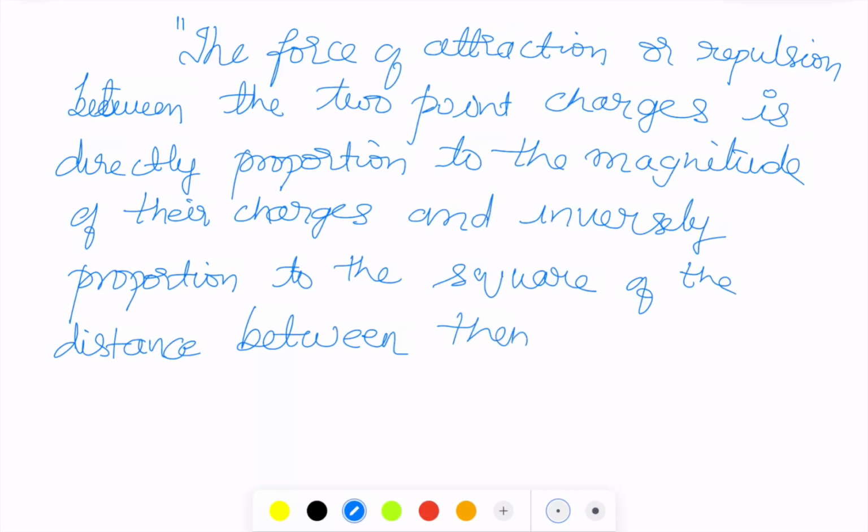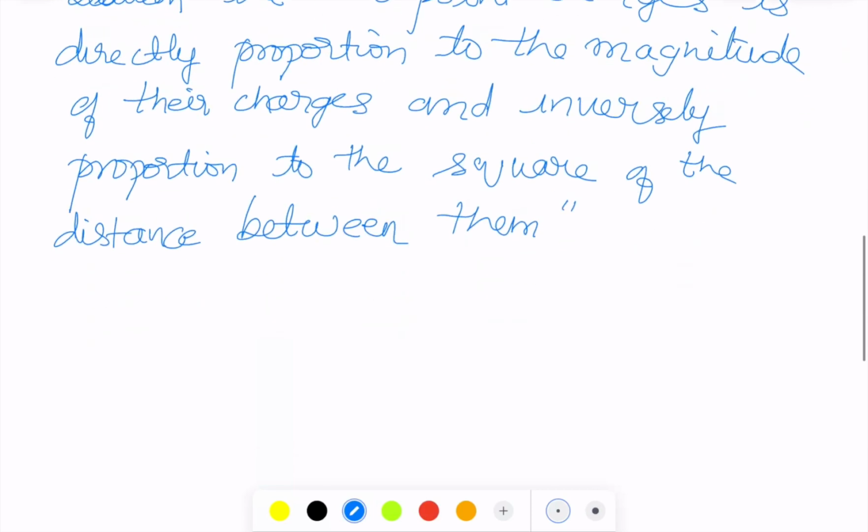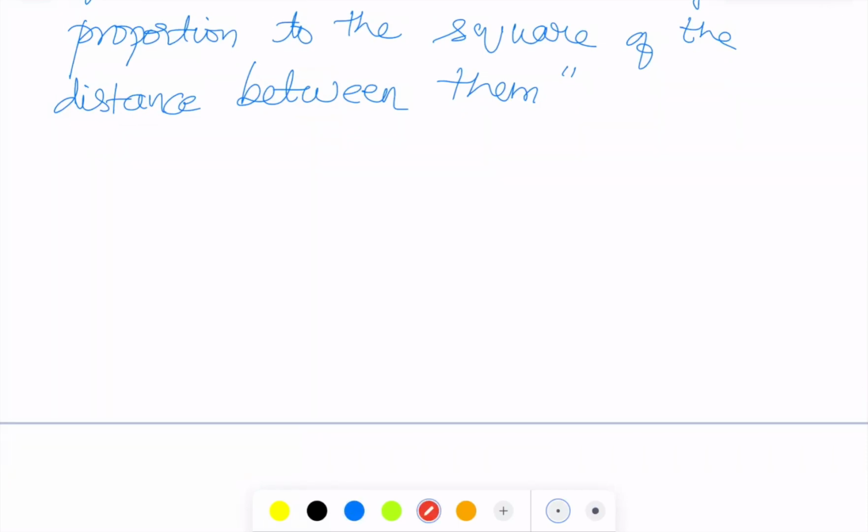What is the mathematical form of the inverse square law? We can measure the force between the two charges. The magnitude of the force between the two charges is a constant K into Q1 into Q2, only magnitude, divided by the square of the distance between them.